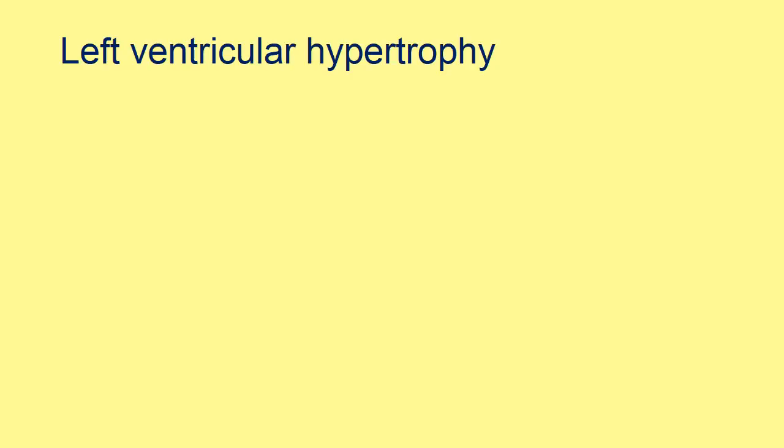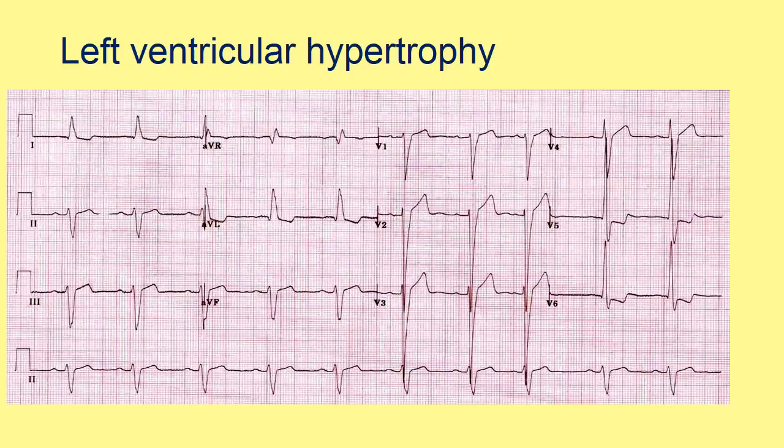So in left ventricular hypertrophy, because there's so much more muscle on the left side now, you get left axis deviation. You can see this: lead 1 and 2 are pointing in opposite directions. Lead 2 is pointing downwards, lead 1 is pointing upwards. So you say they've left each other, so left axis deviation.